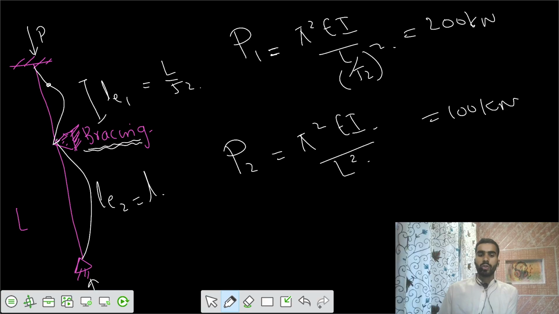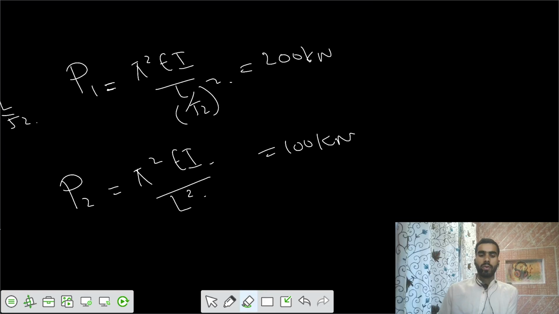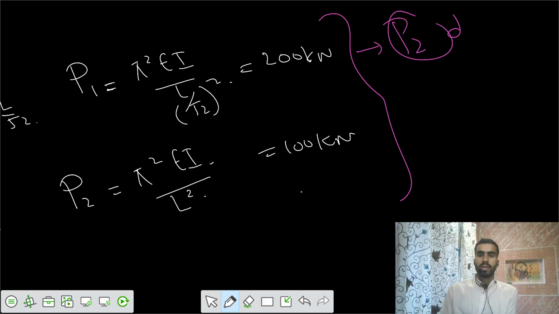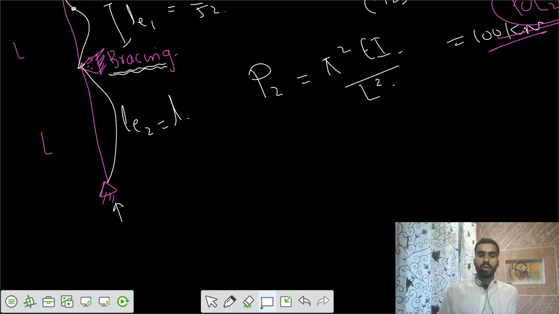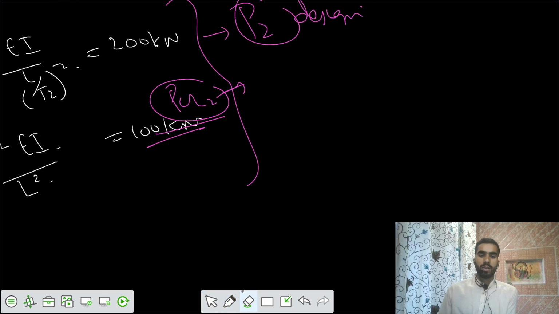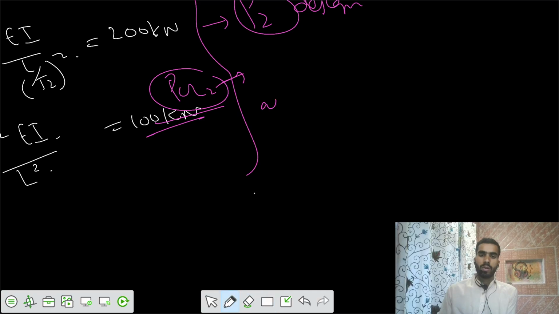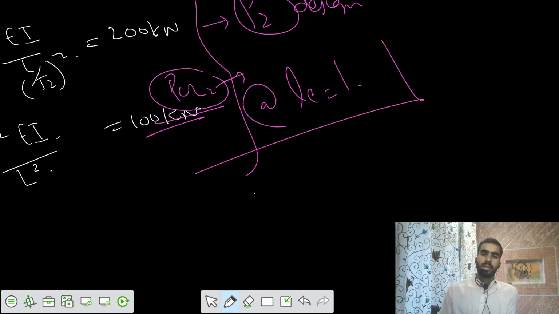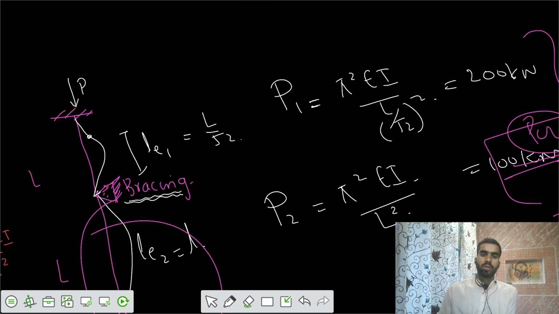So which one should you prefer now? Which critical load should you take for the entire column? If you want to design this entire column, which load should you take for the design? I would say you should take P2 for the design, because your P2 is lesser. So the critical load PCR2 would be lesser. If you design for this condition at an effective length equal to L, and this is safe, that means the upper part is also safe.